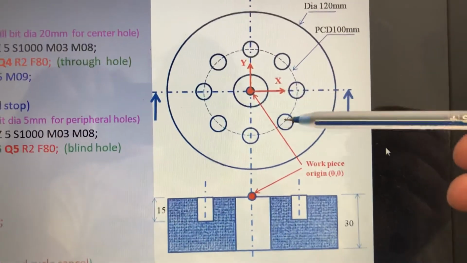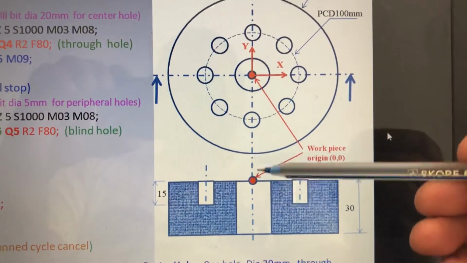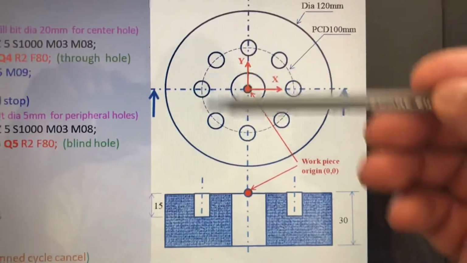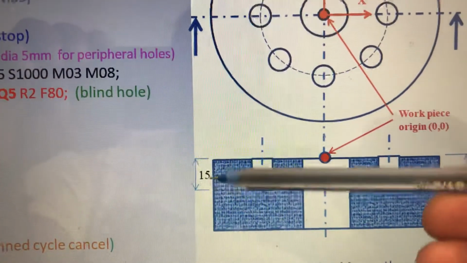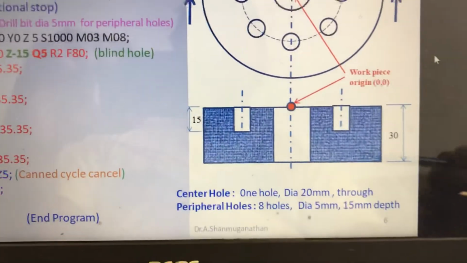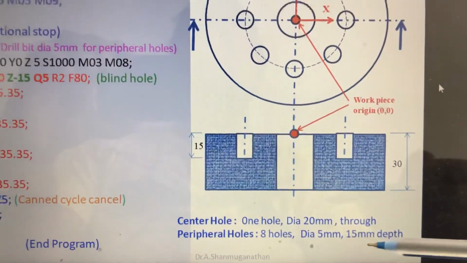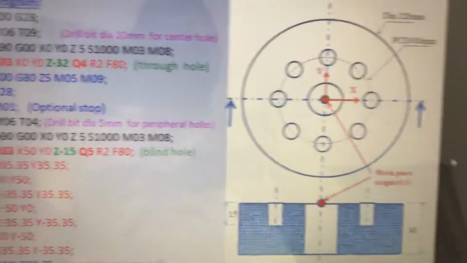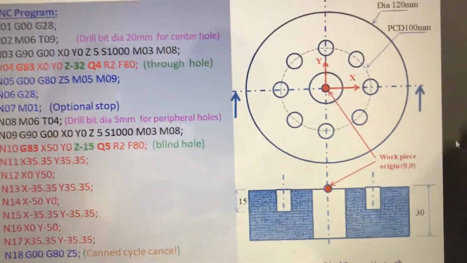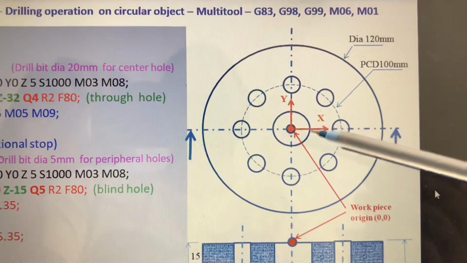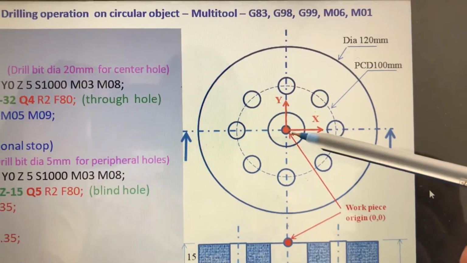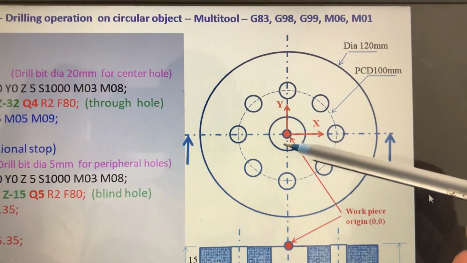The other difference is that the big hole is a through hole and the small holes are blind holes, which have a depth of cut of 15. The depth of the holes is 15 mm. So this much is the information about the workpiece. Now we have to find out the coordinate points. To start with, the center hole is easy, where x and y are 0, that is 0, 0.